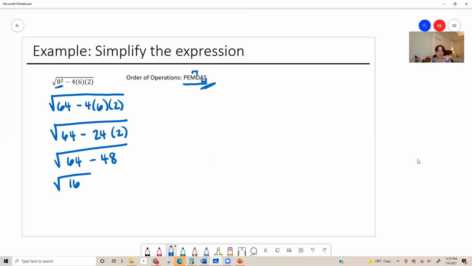Yeah. So then you have the square root of 16. Now, that's a nice, pretty number. The square root of 16, because 16 is a perfect square, is just, well, you don't have the square root. This is going to be equal to 4. So 4 is going to be your final answer.